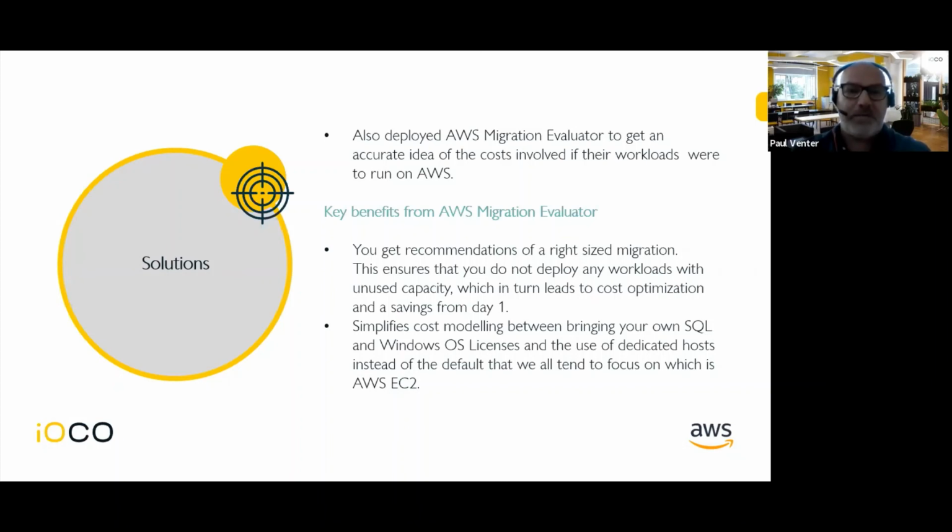I think one of the key benefits of the AWS Migration Evaluator is that you get a right-sized migration from day one, which means that we've seen what your actual usage is. We match that to the EC2 instances that you should deploy on AWS, and that leads to a cost optimization and a huge amount of savings from day one. What it also does is simplify the cost modeling, because there are so many different options on AWS. It is sometimes difficult and very time consuming to explore all the options open to you when you do migrations.